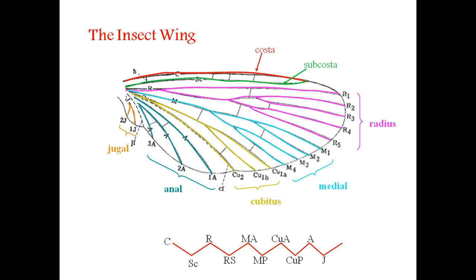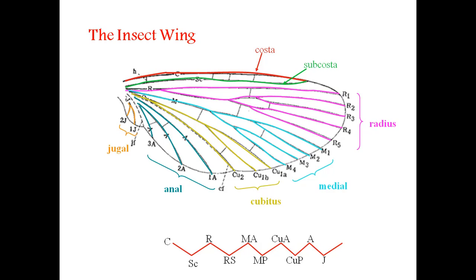Some veins are convex and some veins are concave. There are also cross veins between the longitudinal veins, which interlink them. This is the complete figure of an insect wing, where the veins are highlighted in various colors: costa, subcosta, radius, media, cubitus, anal, and jugal veins. All of these are present on the insect wing.